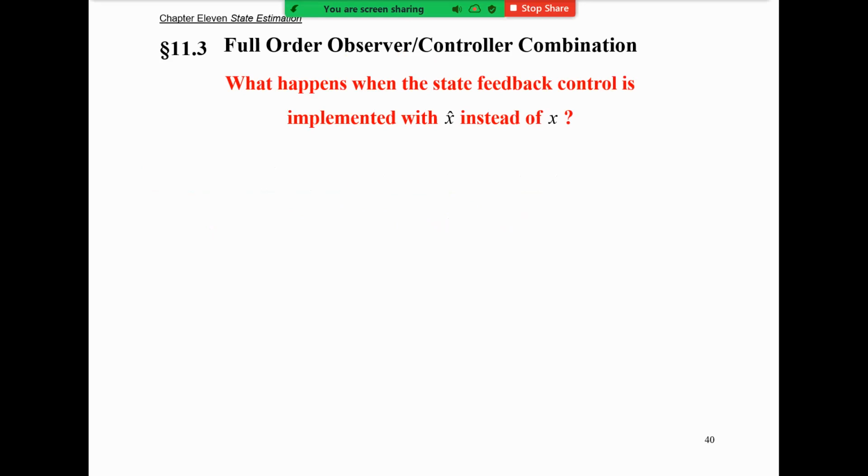Now we just discussed how we estimate the state variable, and then we want to understand what happens if we use the estimated state instead of the true state. We want to analyze the performance of the whole system if we replace x with the estimated x hat.